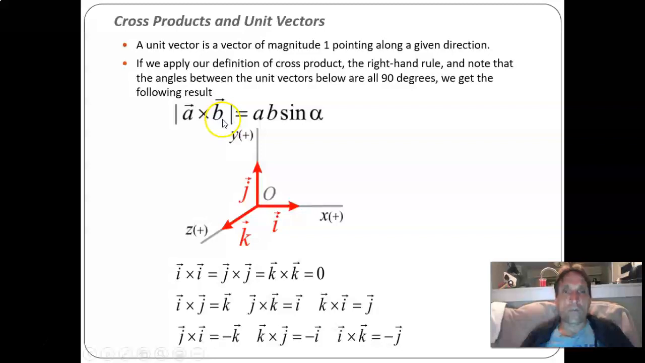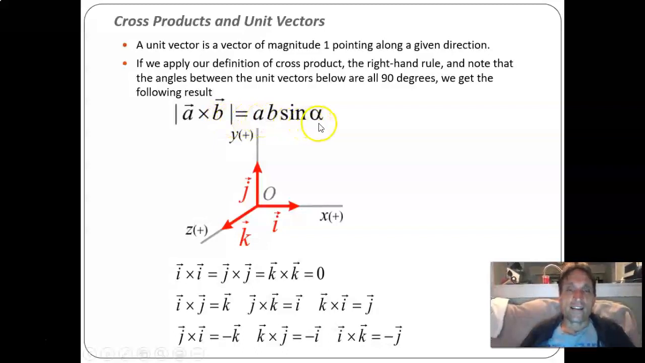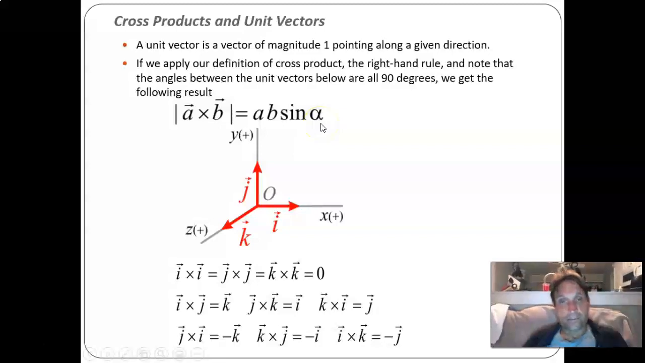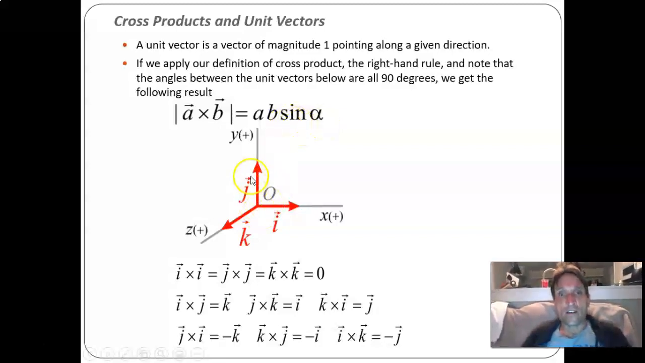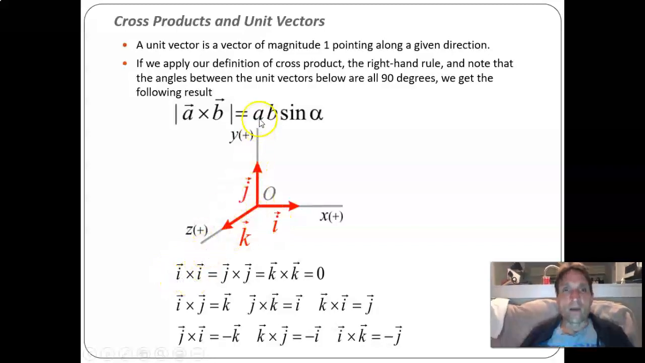So we know that the cross product, the magnitude of the cross product is the magnitude of the first times the magnitude of the second times the sine of the angle between. Now for all of these vectors, since they're unit vectors, the magnitude of A and B are each 1. So if we do I hat cross I hat, the magnitude is 1 times 1 times the sine of the angle between them, which is 0, is equal to 0. So the cross product of I hat, the unit vector with itself, or any of the unit vectors, is 0.